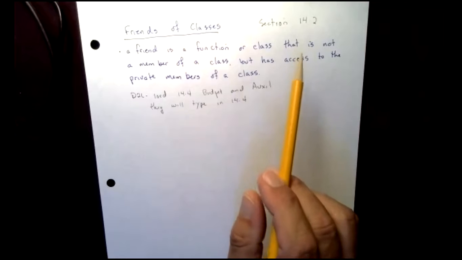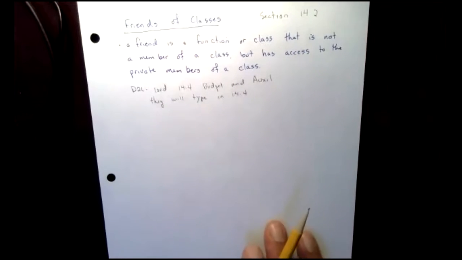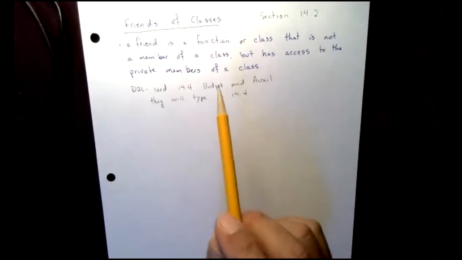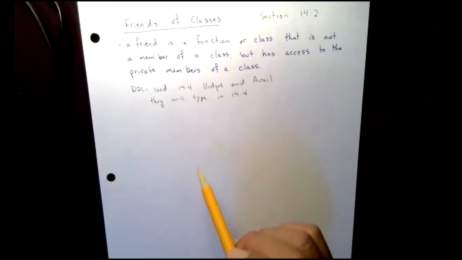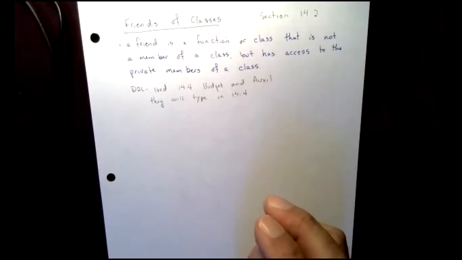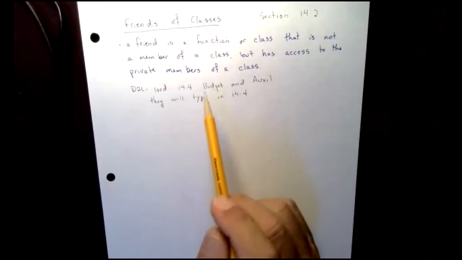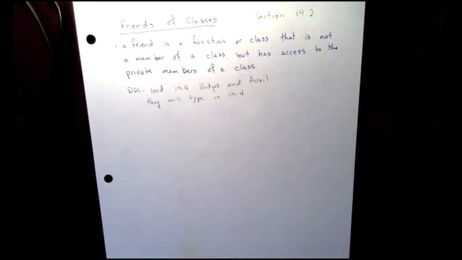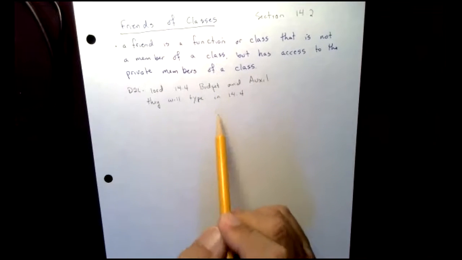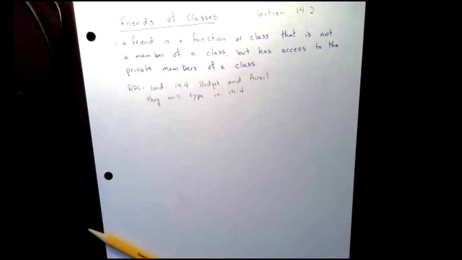You can create another class that's a friend, or as you'll learn in CPS 230, you can do a superclass subclass relationship, but we're not going to get into that today. We're looking at how to create a friend of a class. You're loading up budget, you're loading up auxil, and then you have to actually type in 14.4.